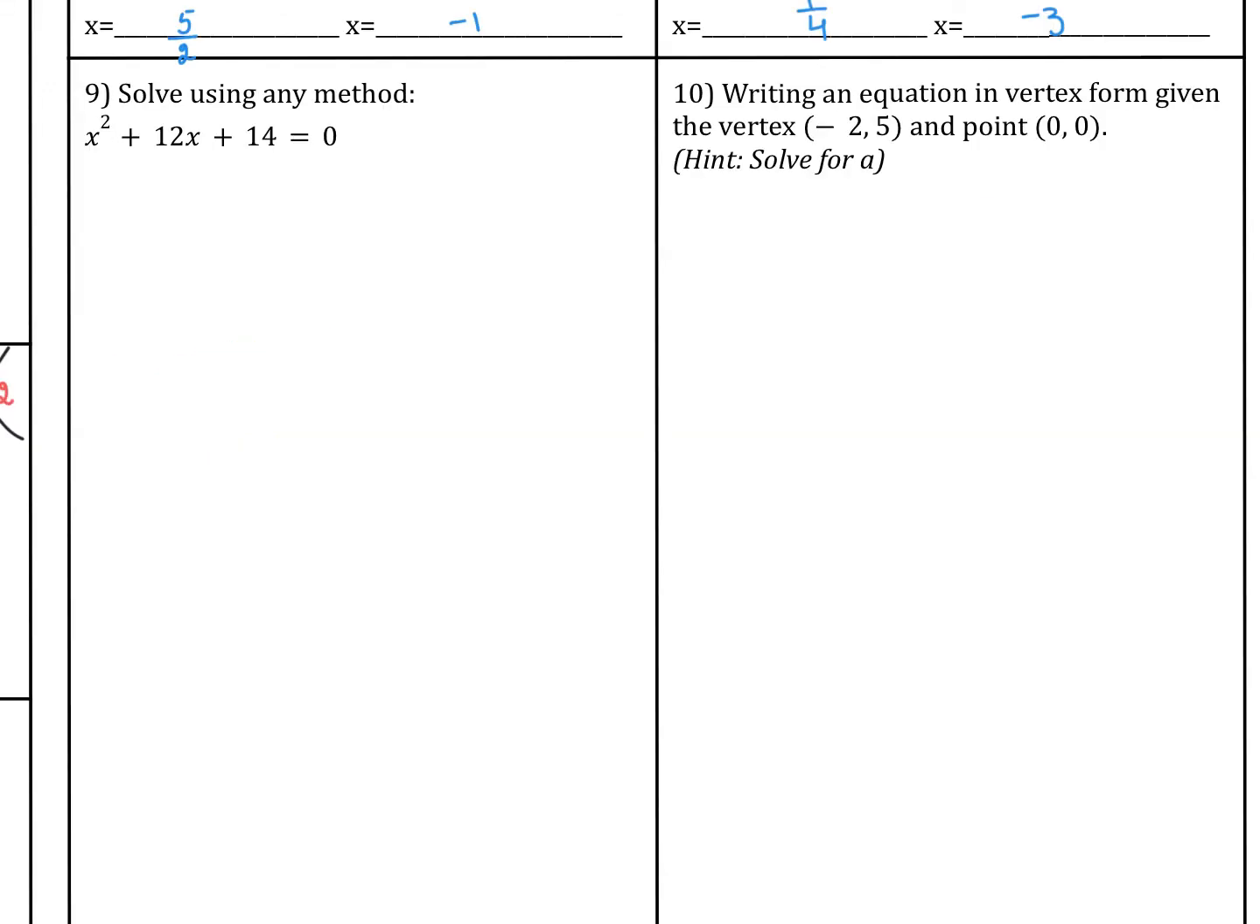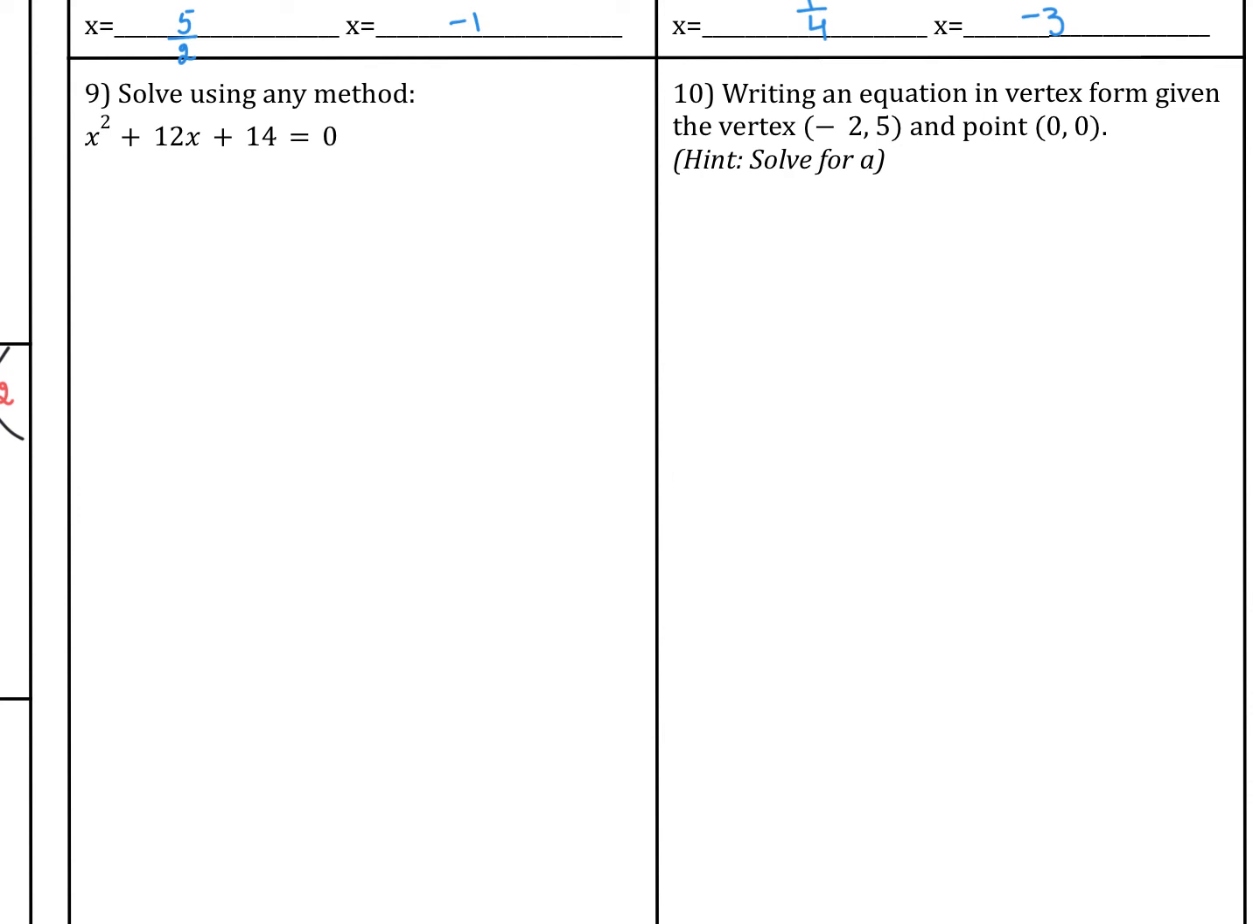Now we're going to do number 9, choose any method, and we always try to first start with factoring if that is possible. So we're looking for two numbers that, when we multiply, you get 14, and when you add, you get 12. The factors of 14 are 7 and 2, and 7 times 2 gives me 14, but 7 plus 2 is not 12. So that is not going to work. It means that we cannot choose the factoring method, but we can choose completing the square, or we can choose the quadratic formula.